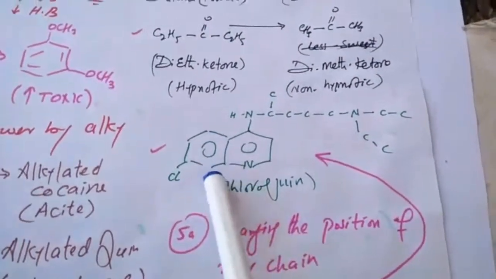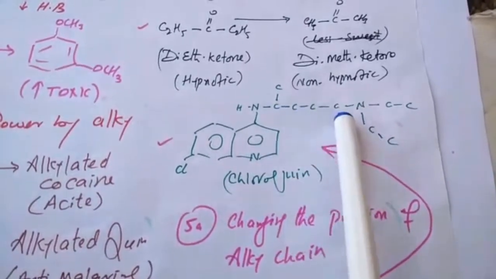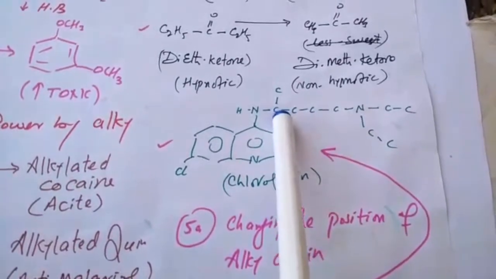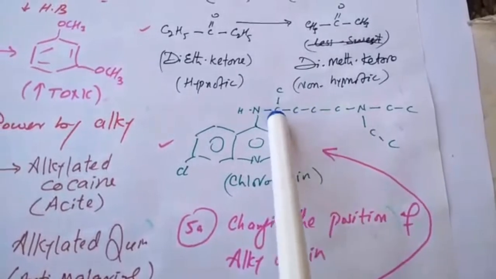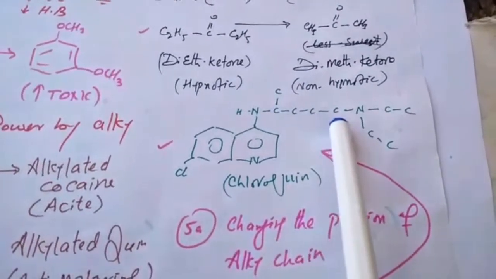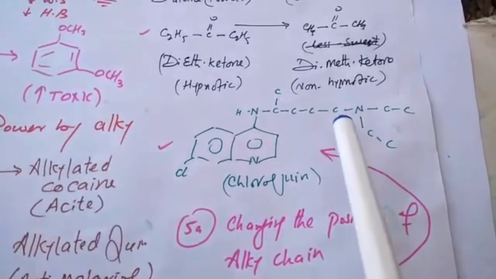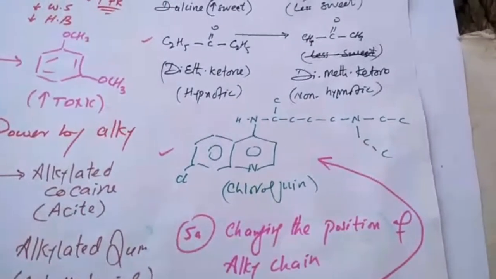Similarly, this is chloroquine. Now if we reduce the size of this alkyl branch, due to the reduction in carbon chain, the activity of this chloroquine against malaria parasite will decrease.